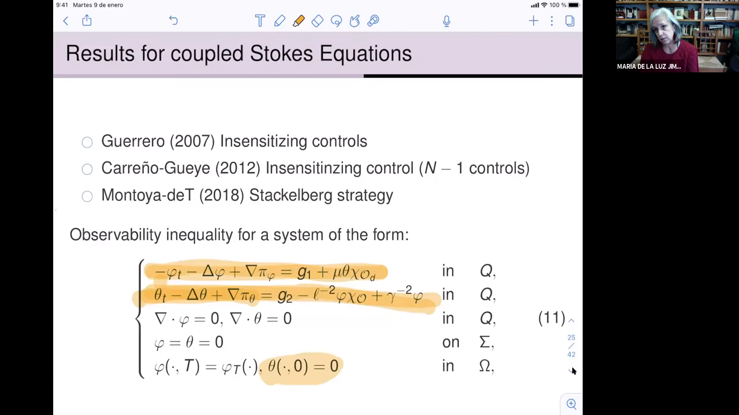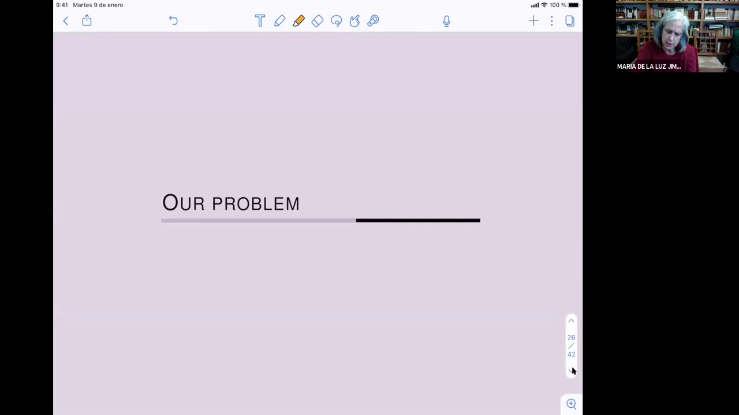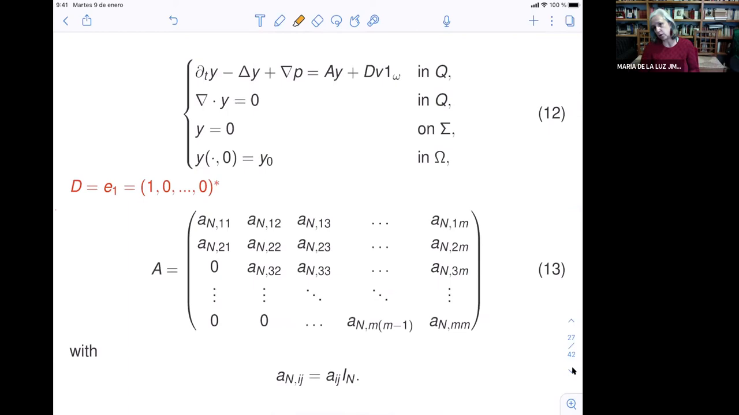So what we did is the following. We will try to generalize the result with Manolo González Burgos and myself to the case of M coupled Stokes equations. And of course, we want to have the same kind of cascade system. Since we have this n-dimensional Stokes equation at each step, we need to consider the identity matrix of n times n in each of the coefficients, and a_ij is going to be a constant.